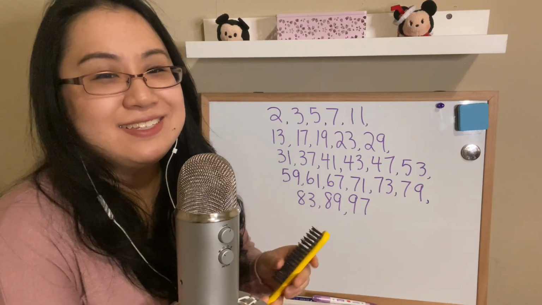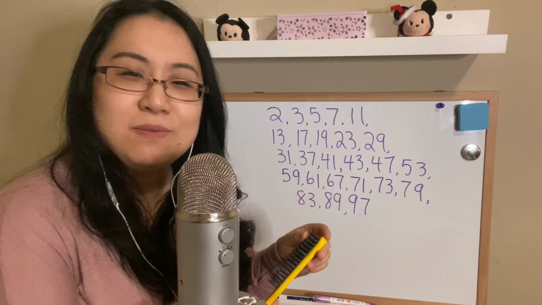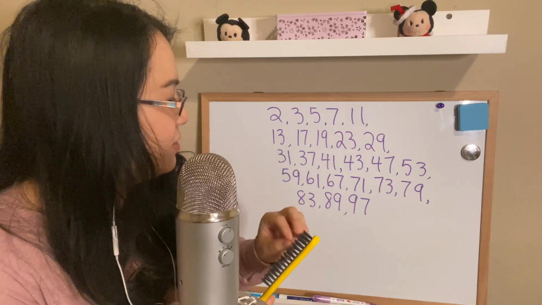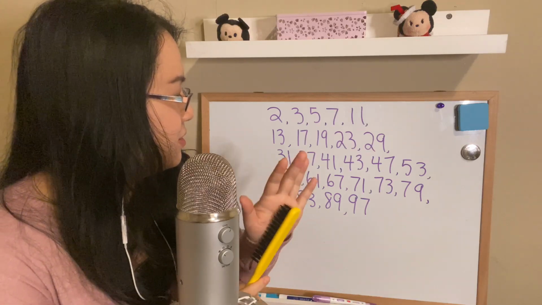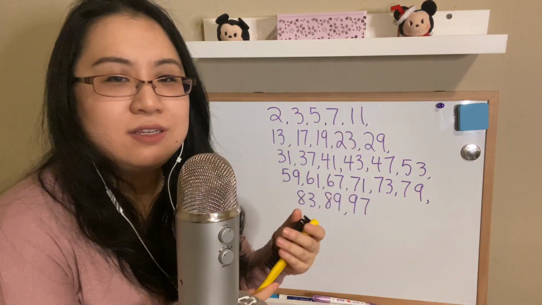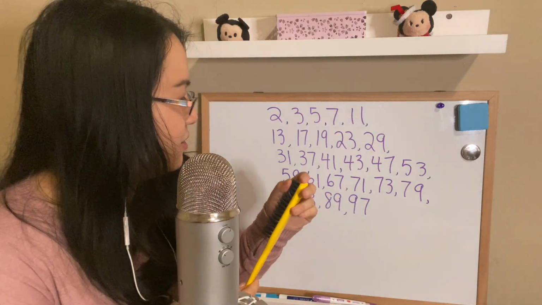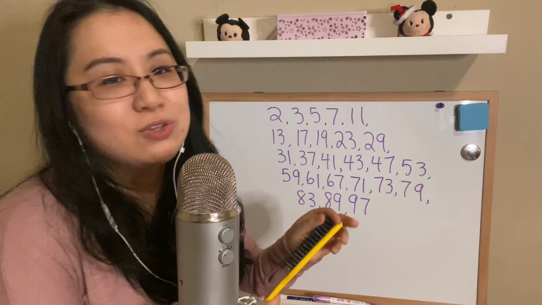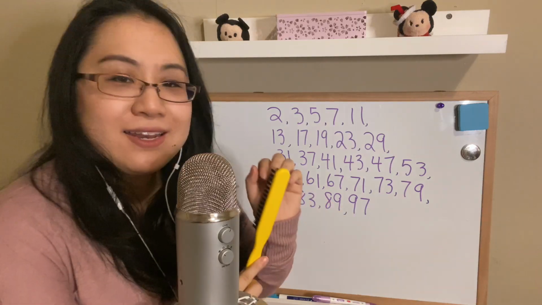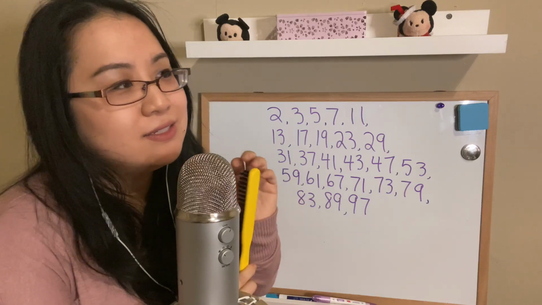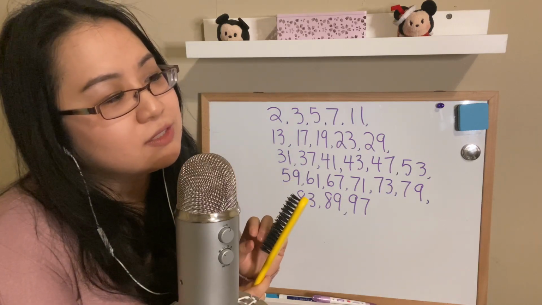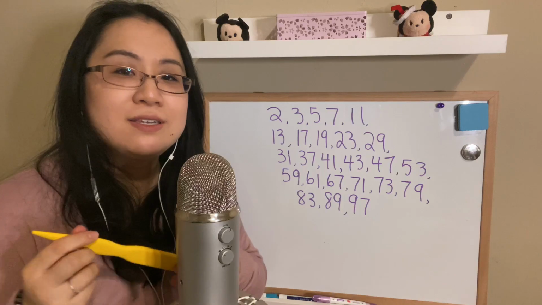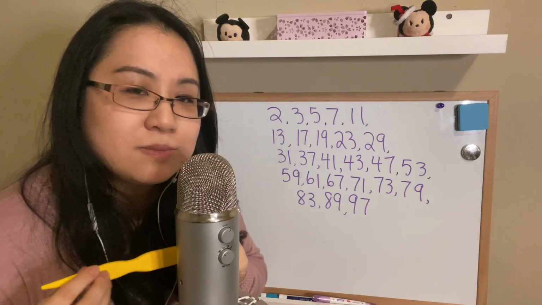91. What's 91? I feel like it's a 17. No, 91 is 13 times 7. 7 times 13 is 91. 92 is 2 times 46, which is 2 times 23, so 2 squared times 23.